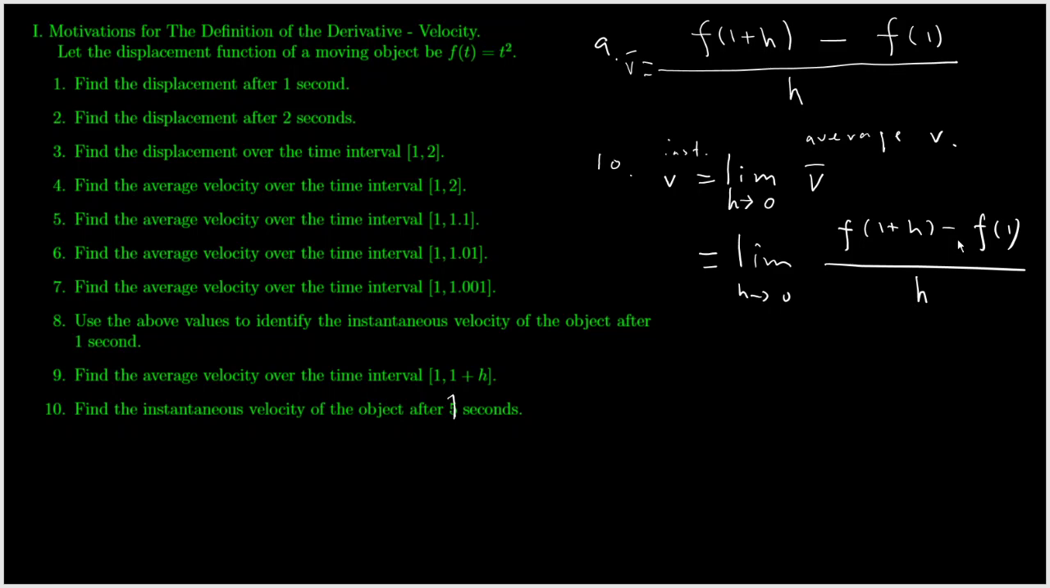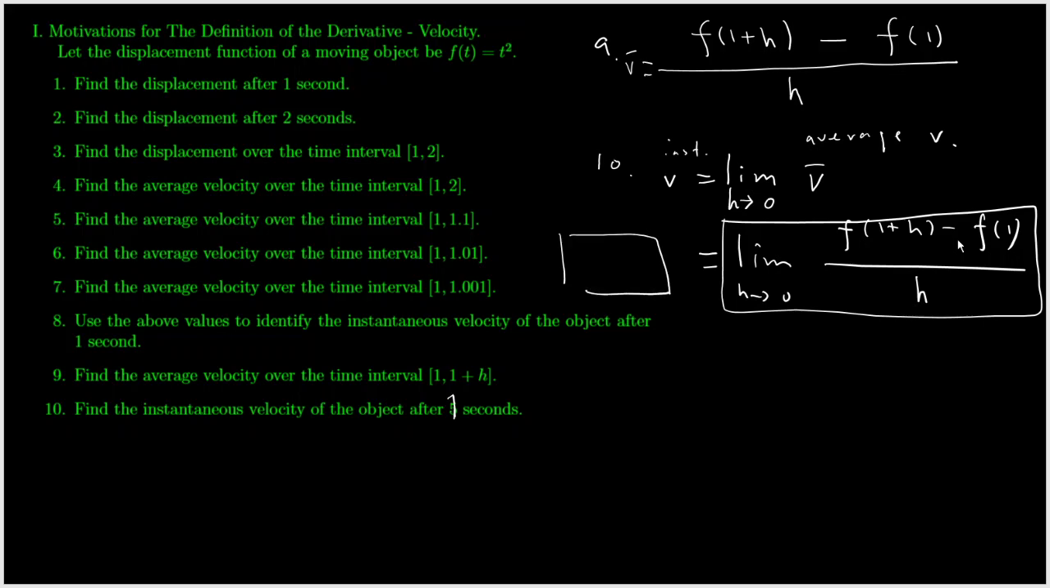Okay, so that's kind of the answer to question number 10, but we haven't got the number yet. Very shortly, I'm going to tell you the number. But I can tell you right now, the formula in the box is denoted using this notation, f prime of 1. It's called the derivative of the function f at 1.